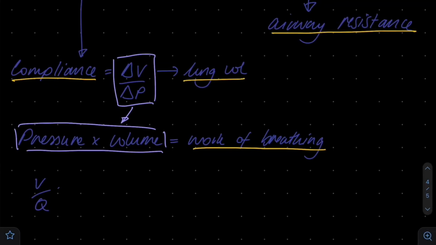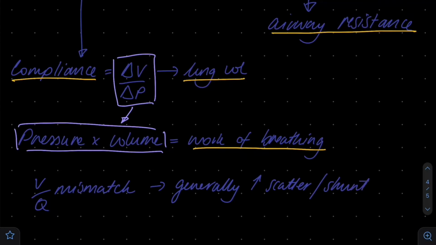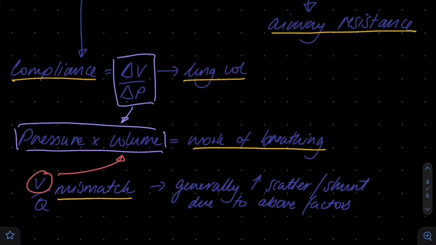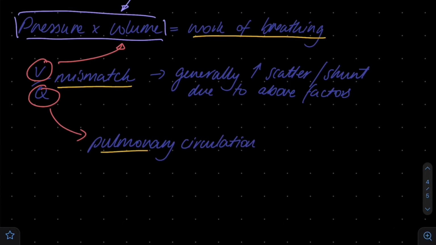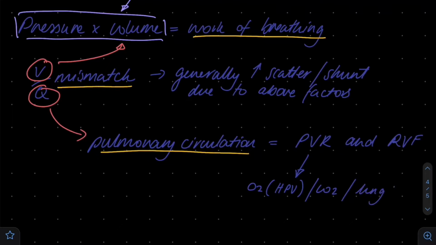The final equation is ventilation perfusion mismatch. VQ mismatch generally occurs because there is increased VQ scatter or shunt due to deleterious factors above, such as reduced lung volume, poor compliance, or poor circulation. The perfusion aspect of this equation is very helpful to ensure we don't forget to talk about pulmonary circulation, including pulmonary vascular resistance, right heart function, and determinants of pulmonary vascular resistance, such as hypoxic pulmonary vasoconstriction, carbon dioxide, and lung volume.